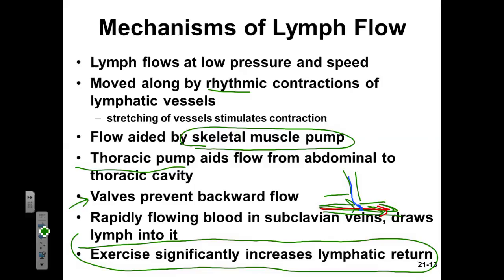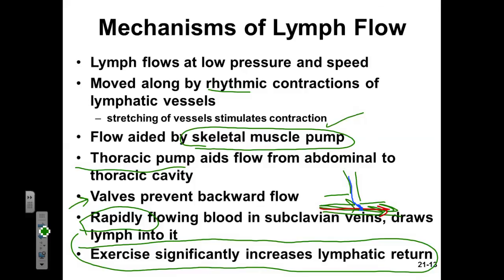Absolutely. If I'm exercising a lot, I'm generally breathing a lot. So the thoracic pump is going to be increased. What else would be increased during exercise? Your heart rate. If the heart rate goes up, this blood will flow even more rapidly. What else goes up during exercise? Your muscle mass. Not the muscle mass, but the muscle contractions in our skeletal muscles.